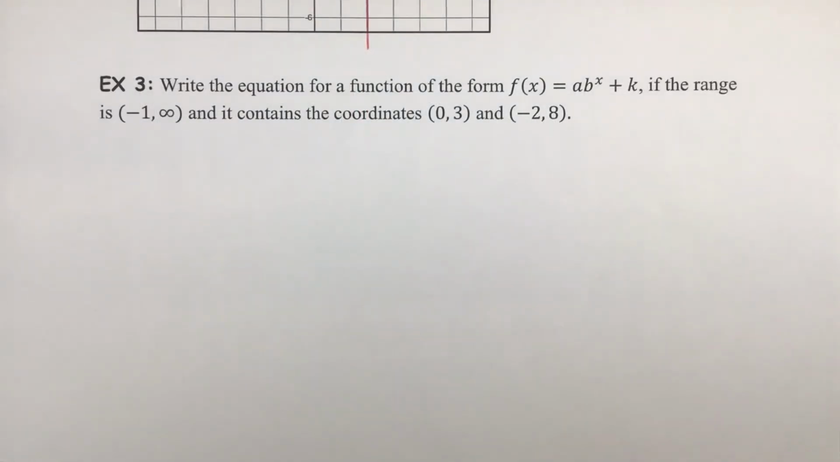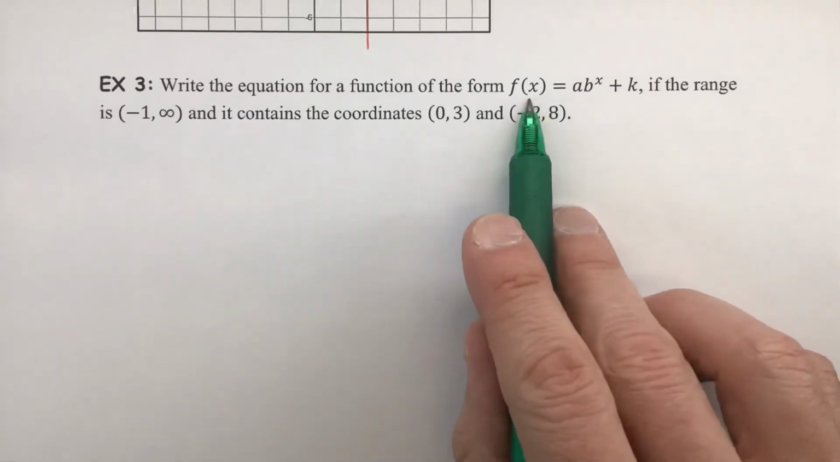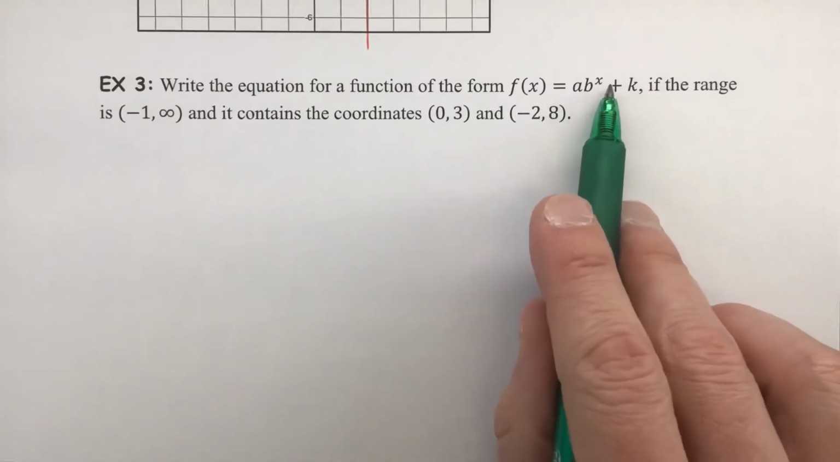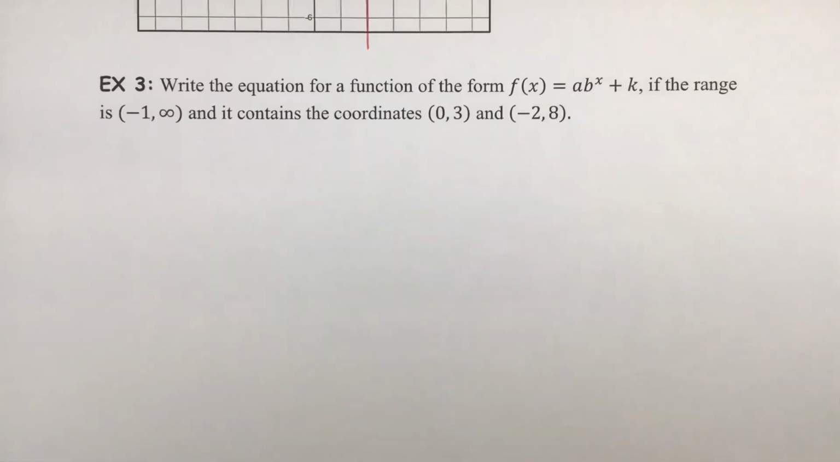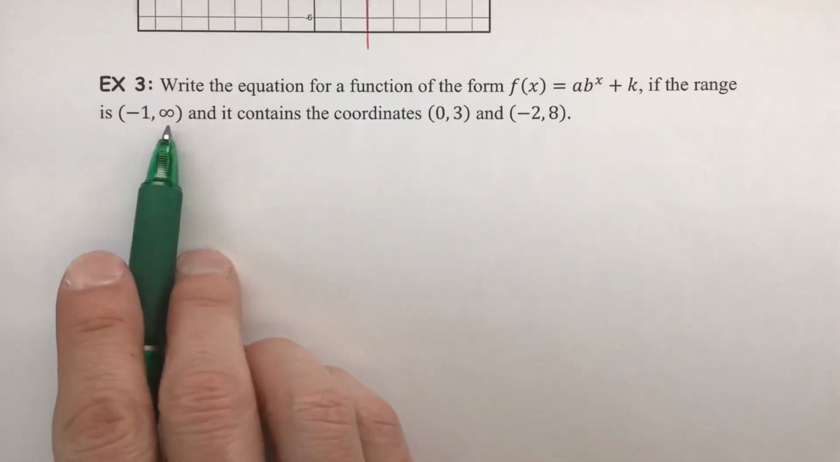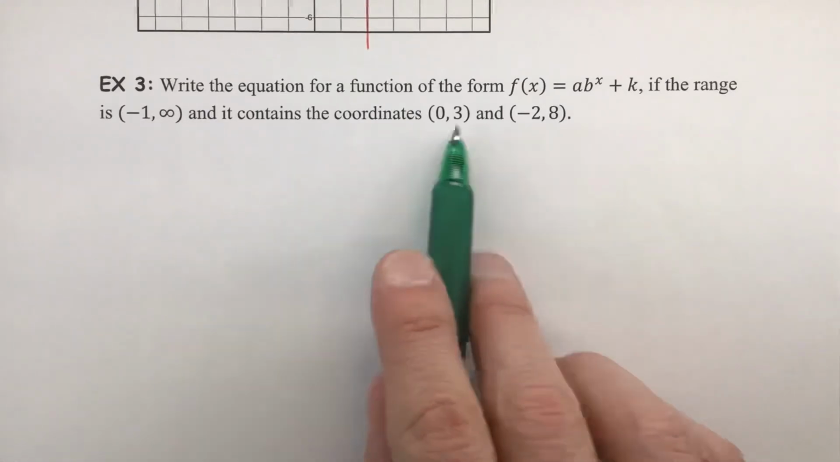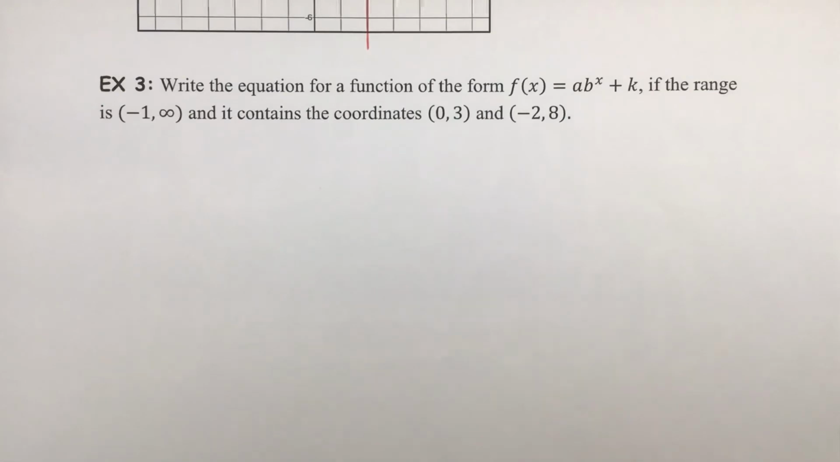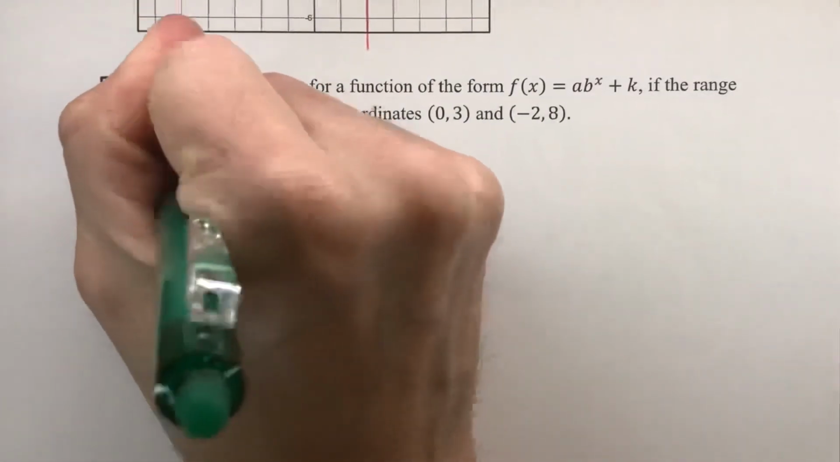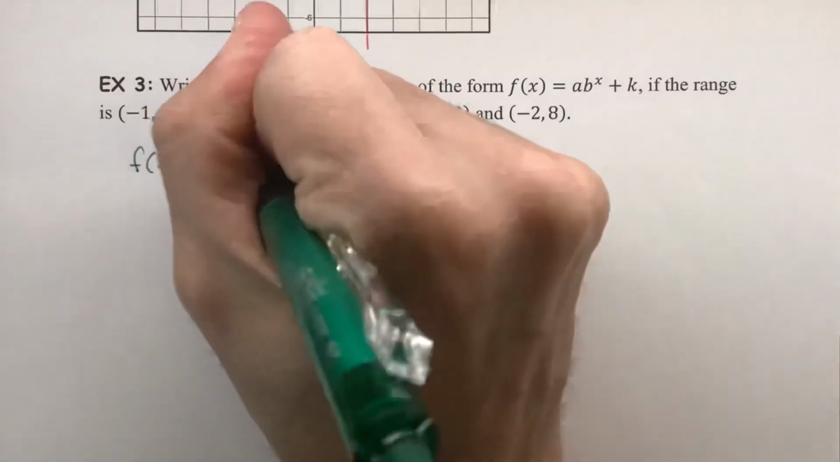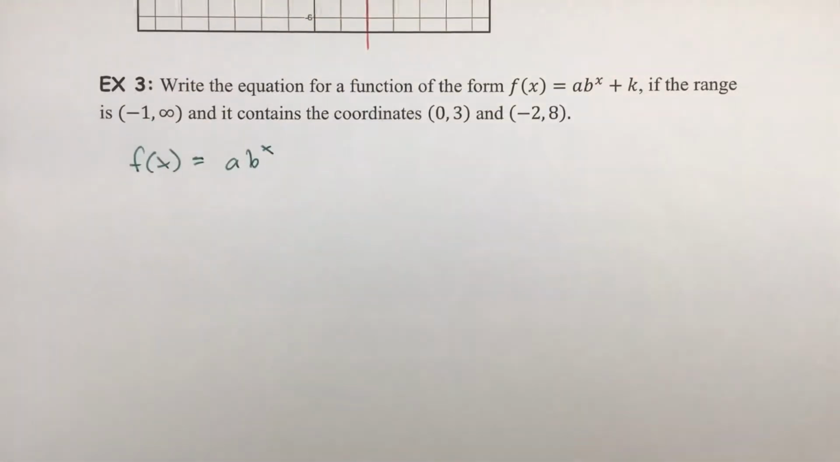All right, and for example 3, we finally have something a little bit different. What I want to do is write a function that fits this template. Go ahead and notice that we don't have an h value in there. But I want to write something that's going to fit that template, given the provided information that the range is -1 to infinity, and it also contains these 2 points. Okay, so here's our template again. We've got f of x is equal to a times b to the x. We don't have an h. There's no horizontal shift here, plus k.